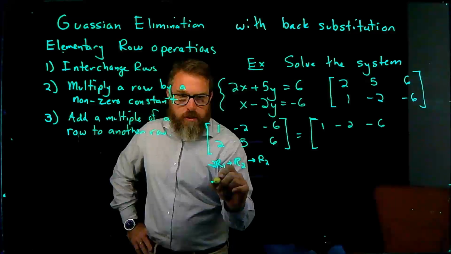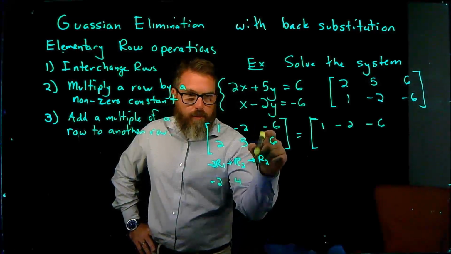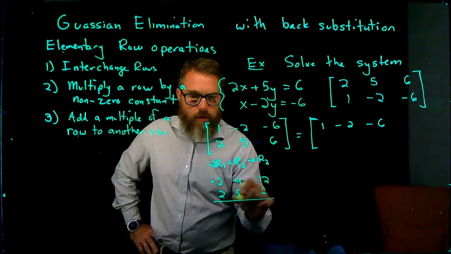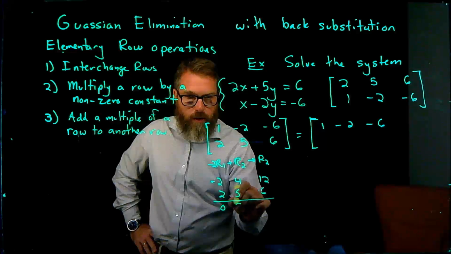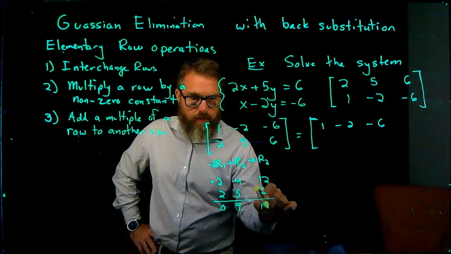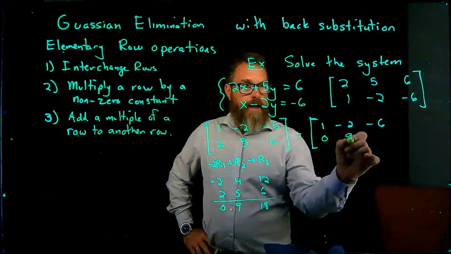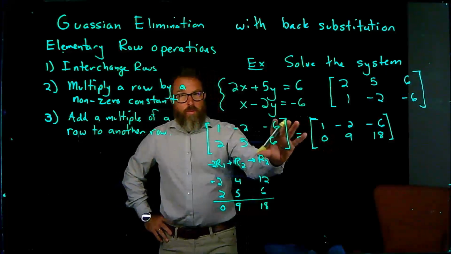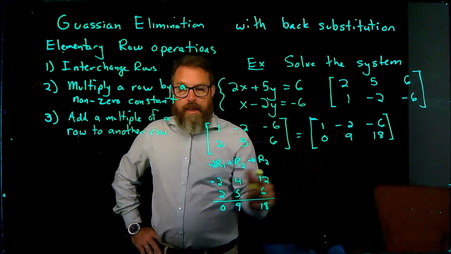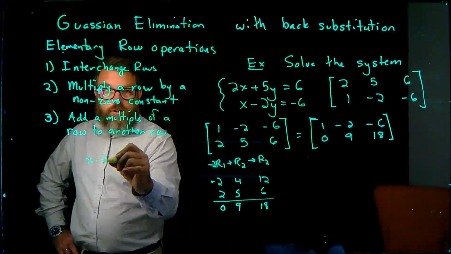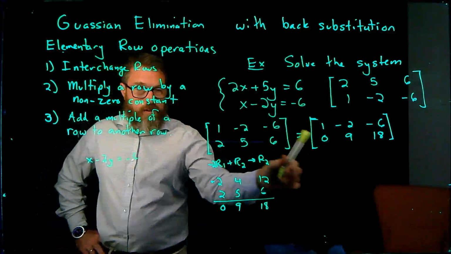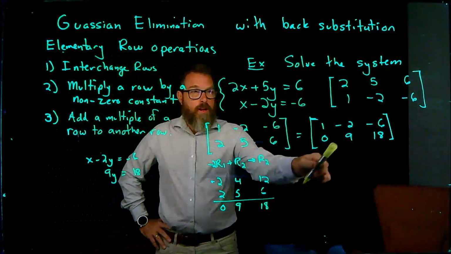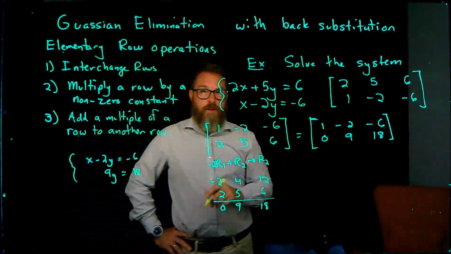So minus 2 times this is going to be 4, minus 2 times that is going to be 12, and then I'm going to add it to 2, 5, 6, and our new row 2 is going to be 0, 9, and then this is going to be equal to 18. So 0, 9, 18. Remember, this is nothing more than a rewrite of a system of equations. This is like x minus 2y is equal to negative 6, and this would be 0x, and this is going to be 9y is equal to 18.